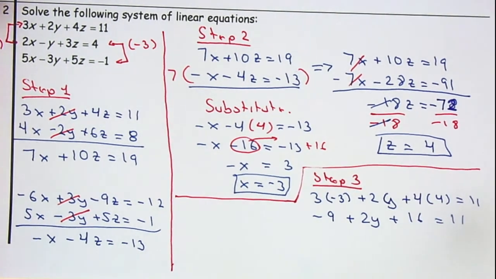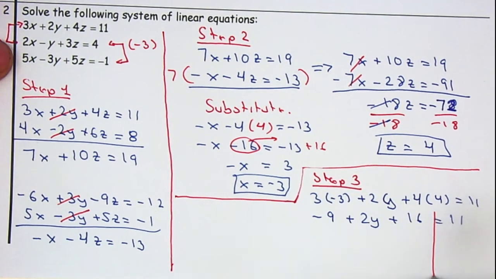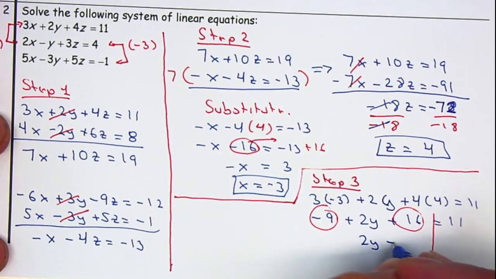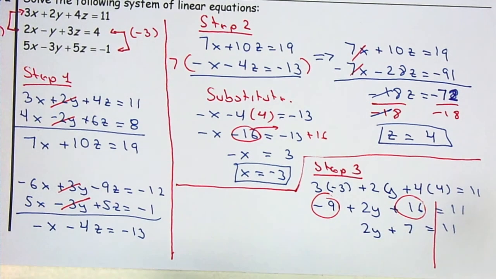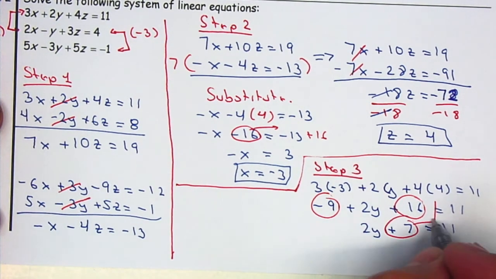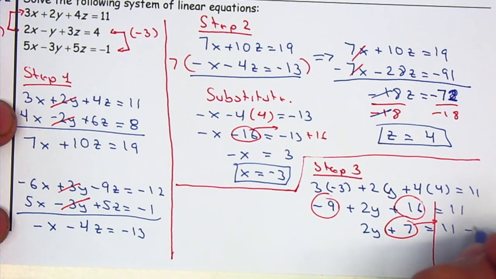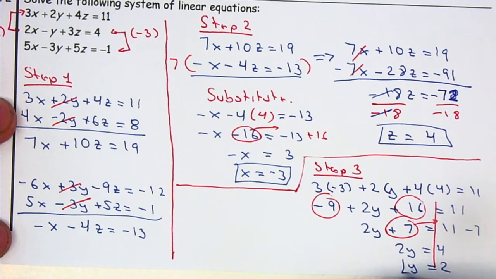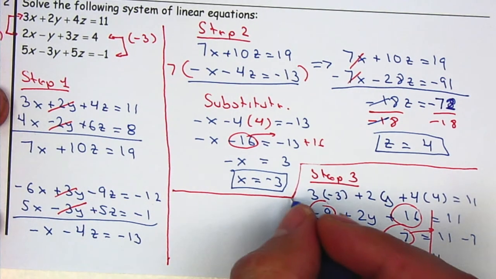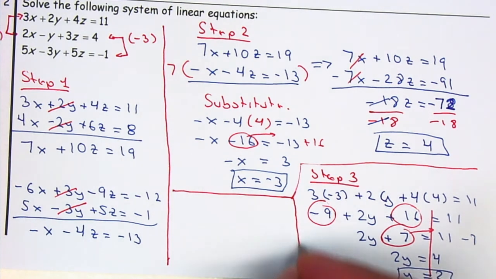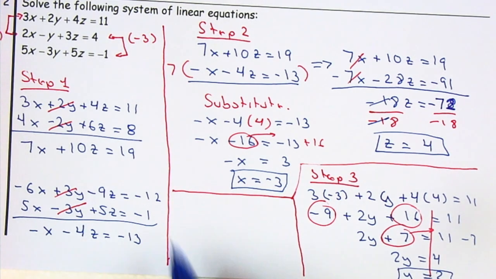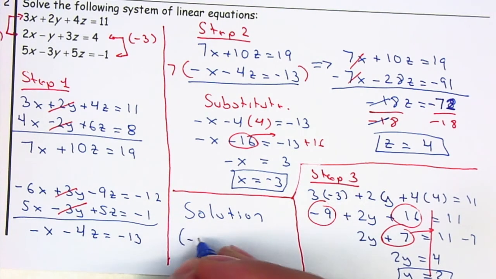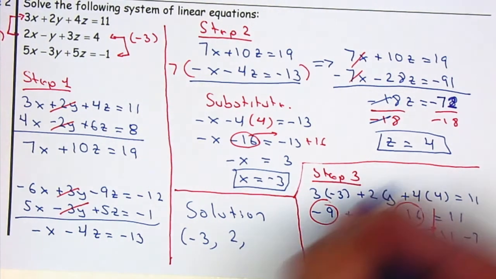I'm going to go ahead and solve it. So I'm going to combine my like terms. I have 2y plus 7 is equal to 11. I'm going to move my 7 to the right, becomes a negative 7. So I have 2y is equal to 4. So y is equal to positive 2. So my solution, or the intersection of those three planes, x is negative 3, y is 2, z is 4.